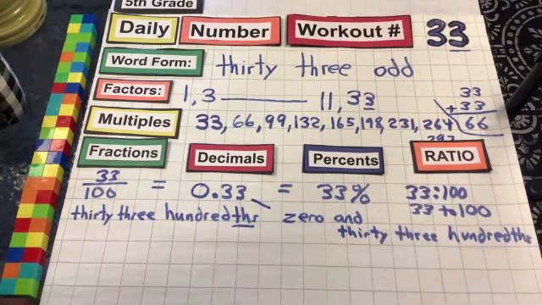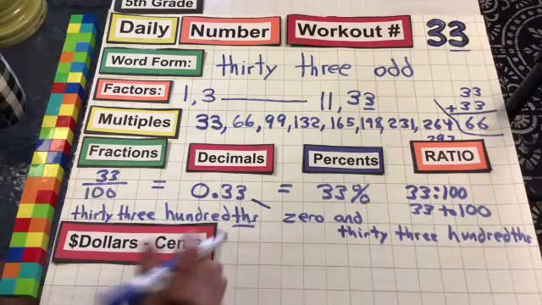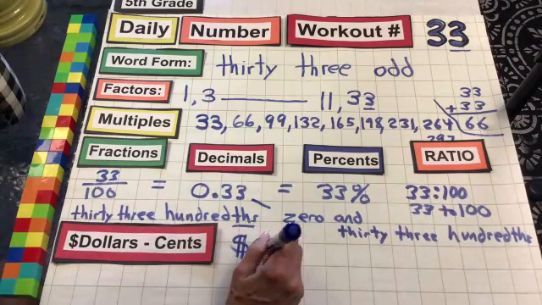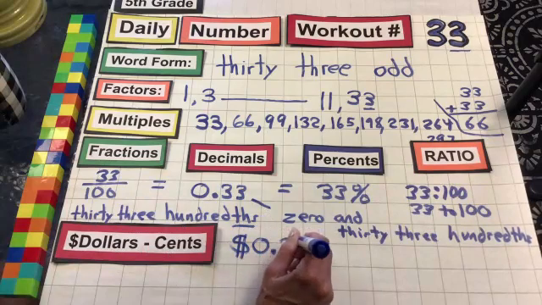So you have everything already written down. You're just adding where you forgot or correcting whatever you have. So we're done with our fraction, decimal, percents. Let's move on to dollars. And of course, dollars is the same as our decimal, except we're just adding the dollar symbol. So it's $0.33.